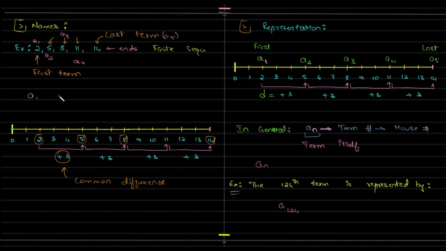So given any sequence, you represent it as A1, A2, A3, and if it's finite, the last term is still An. And d is the common difference between terms. And this is the general representation and names associated with an arithmetic progression.